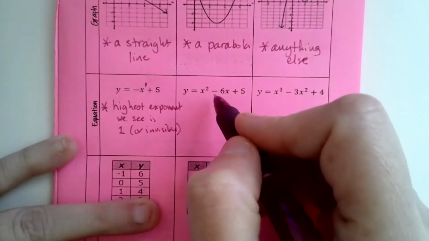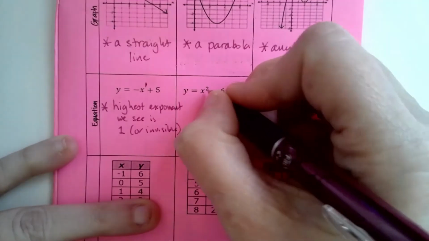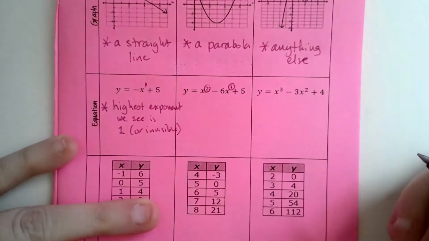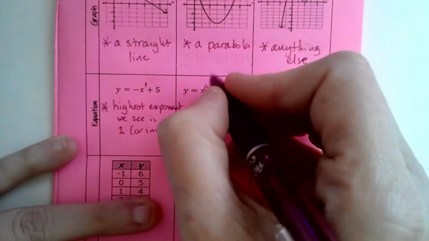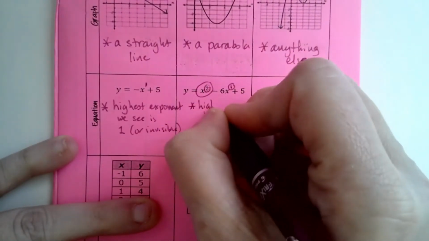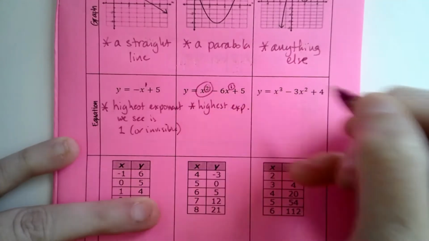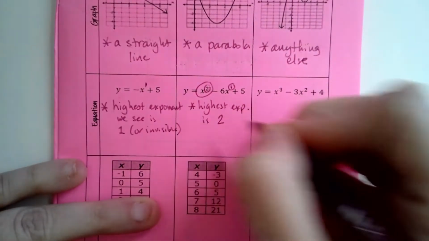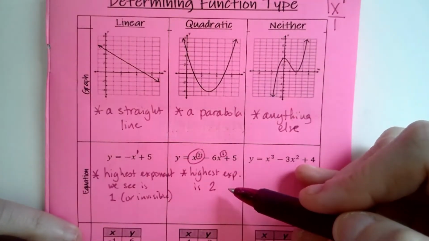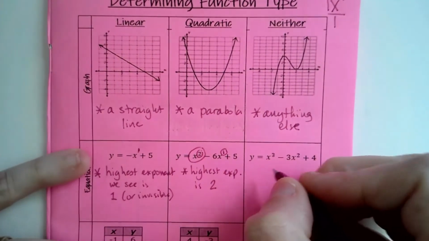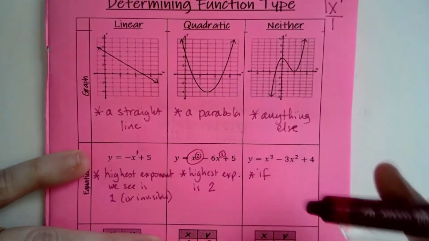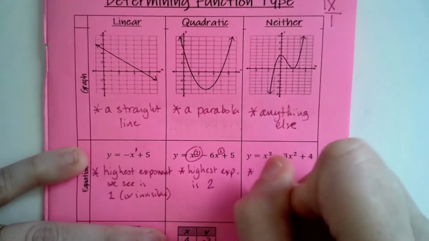Okay. So now when I look at this, I see x squared, which is a 2 exponent. I see my invisible 1 exponent, and I see nothing. I see no letter at all. Well, in this case, because my highest exponent is 2, I'm going to put exp for exponent, is 2, that makes this quadratic. So if the highest exponent is 2, it's a quadratic function. All right. Now, if the highest exponent is not 1 or 2, then it's something else. It's neither.